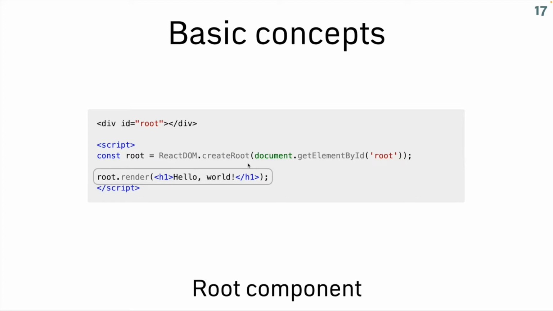Or it doesn't just have to be an H1. It can also be another component, like an app component containing many other components. And back then it was ReactDOM.render and then the component, and after the component, the pointer. So it was just a one-liner.